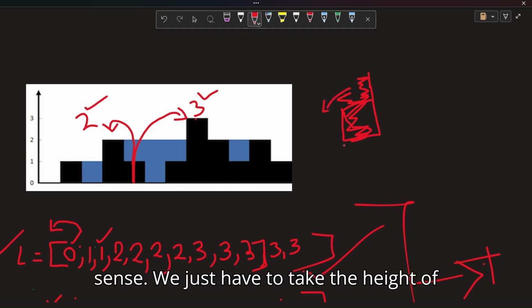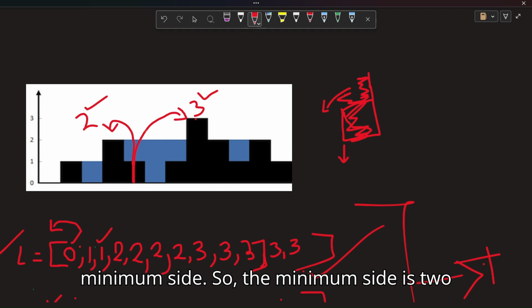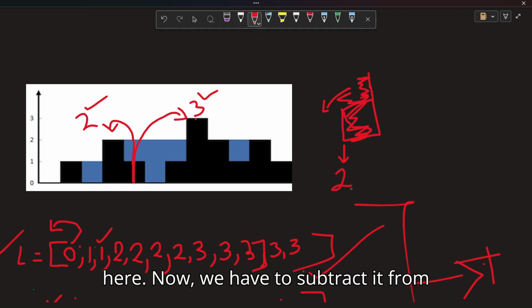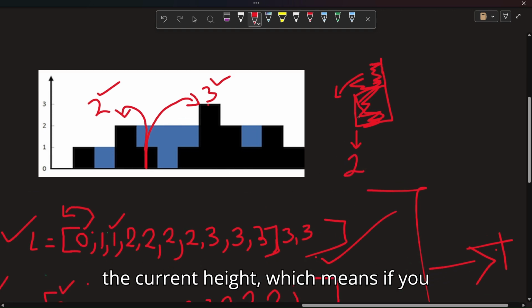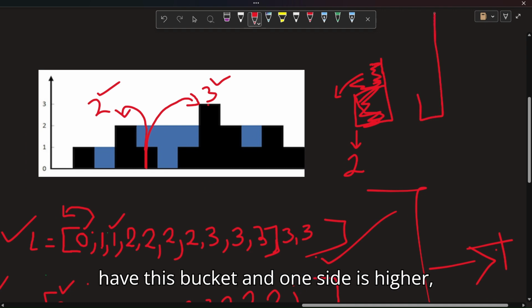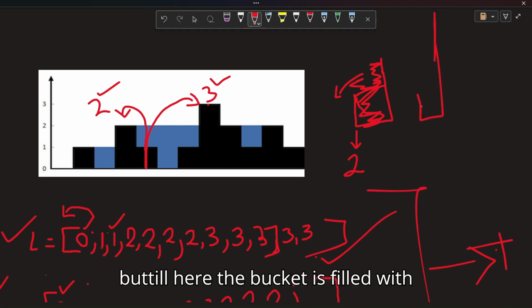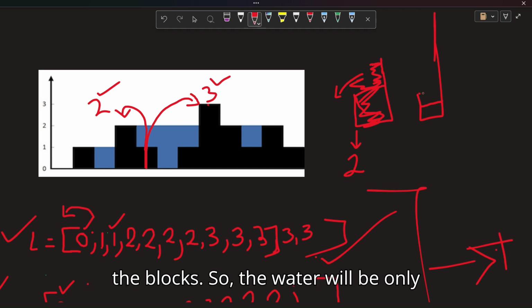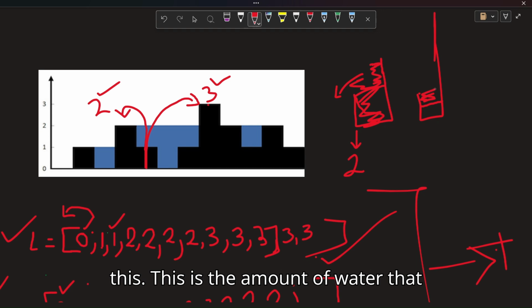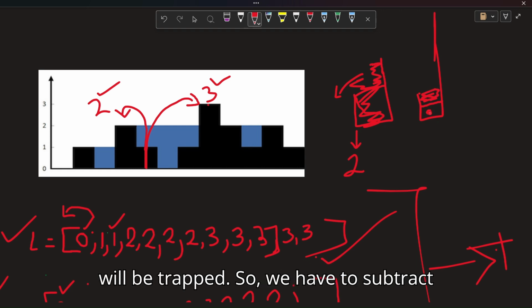We just have to take the height of the minimum side. So the minimum side is 2 here. Now we have to subtract it from the current height, which means if you have this bucket and one side is higher, but till here the bucket is filled with the blocks, so this is the amount of water that will be trapped. So we have to subtract it from this height.